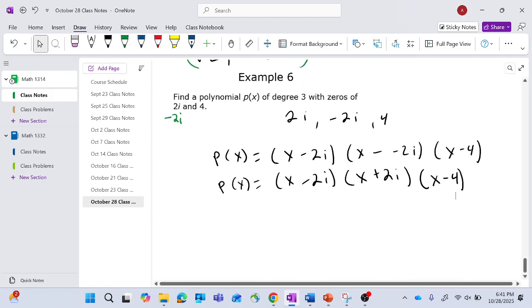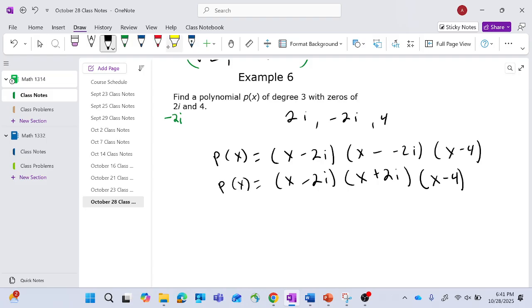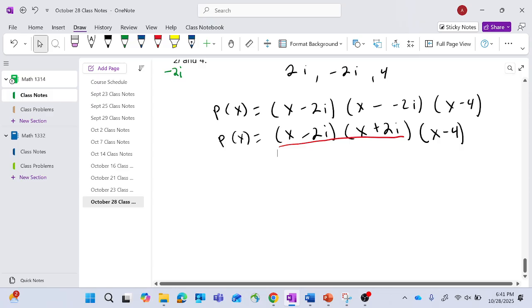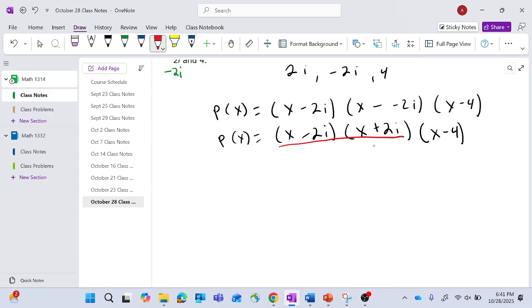All right. So what I'm gonna do now is I'm going to expand this all out, multiply it all out. So do it part by part. Don't try to do everything at once. You really can't anyway. But do x minus 2i times x plus 2i. I'm just going to put this to the side and see what I get. So x minus 2i times x plus 2i.